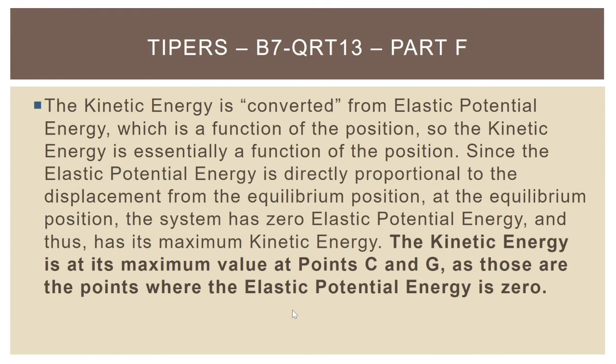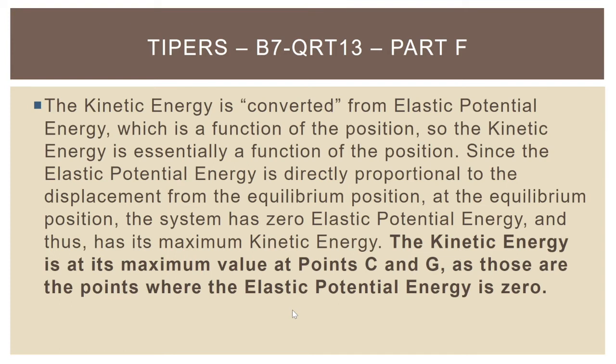Since the elastic potential energy is directly proportional to the displacement from the equilibrium position, at the equilibrium position, the system has zero elastic potential energy and thus has its maximum kinetic energy. The kinetic energy is at its maximum value at points C and G, as those are the points where the elastic potential energy is zero. That's the idea.